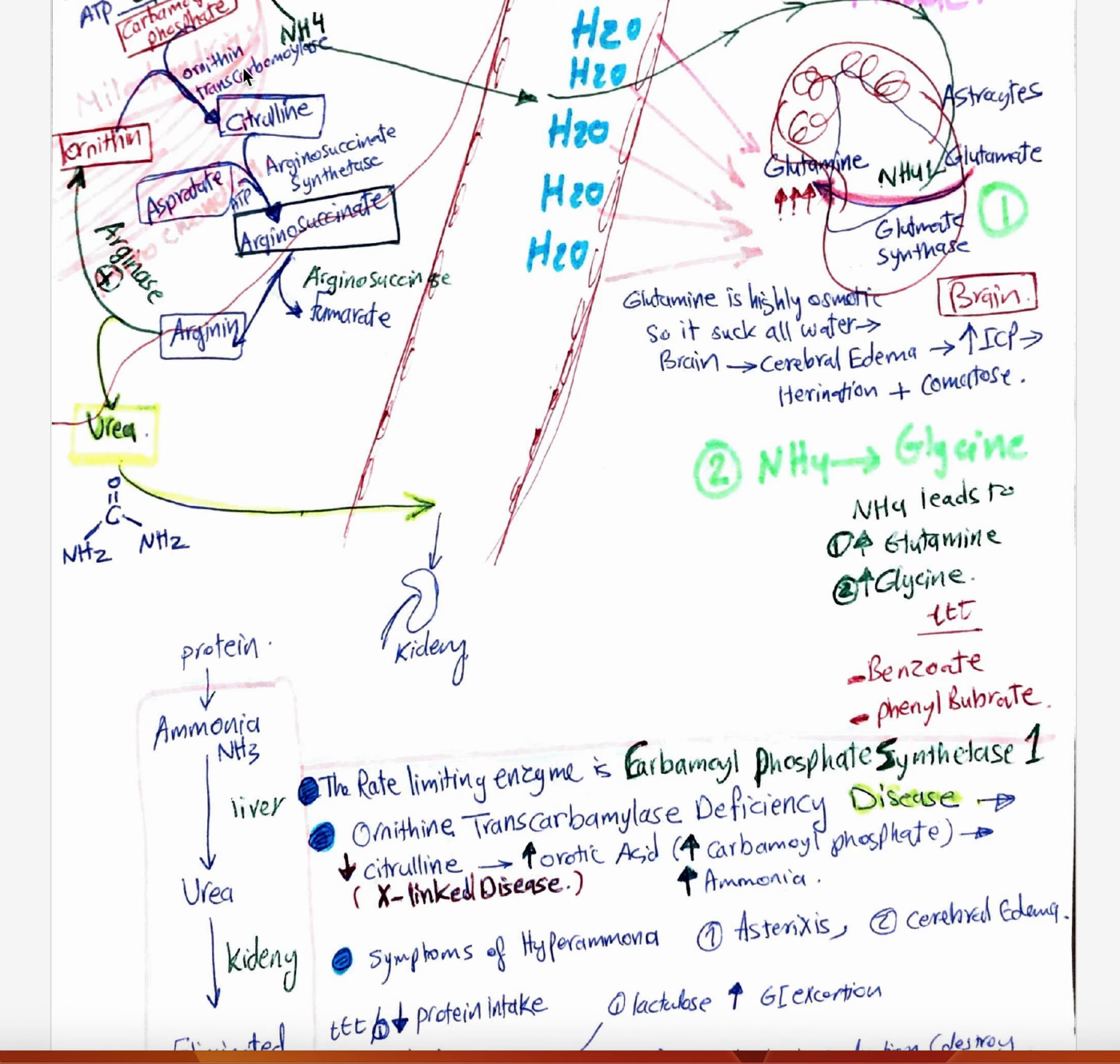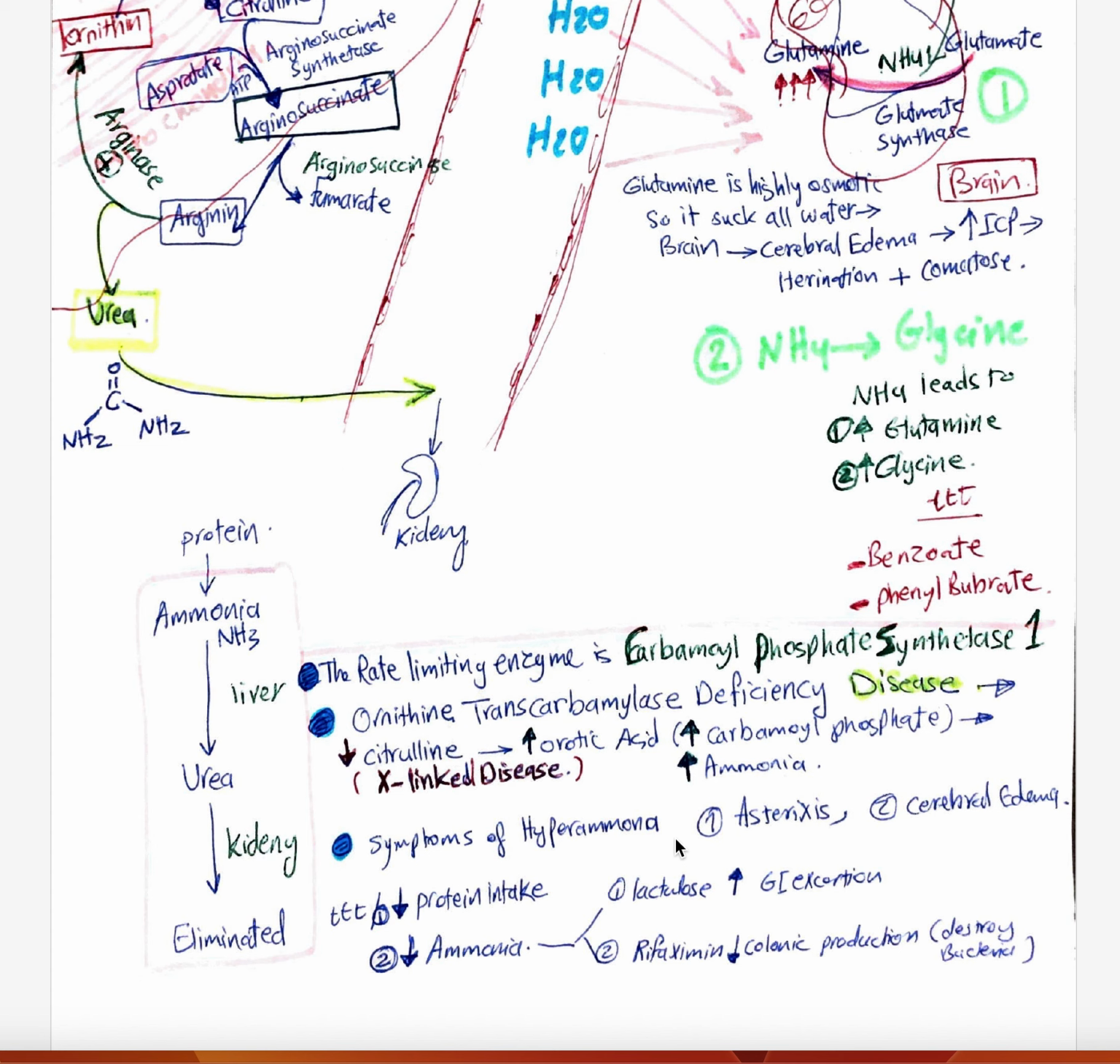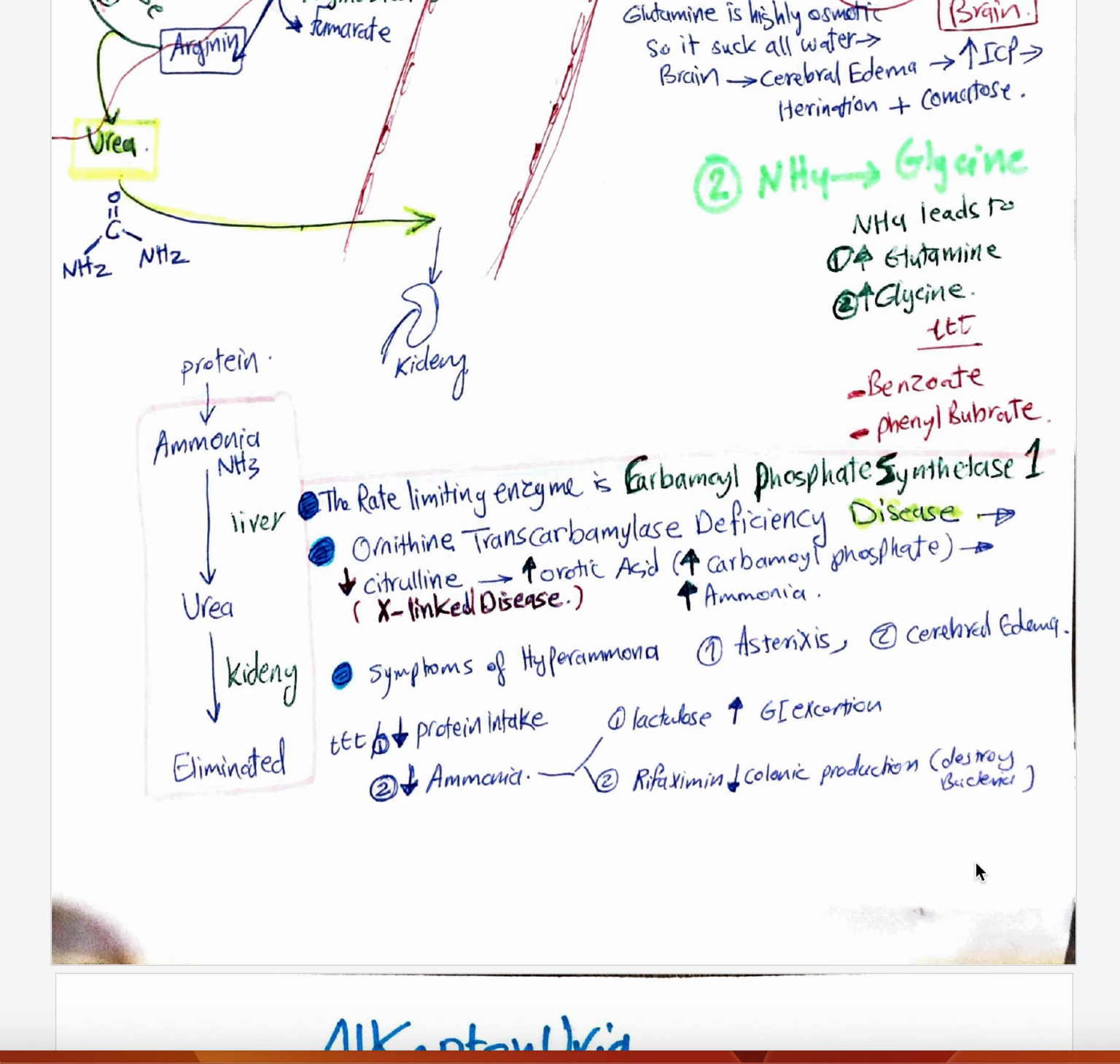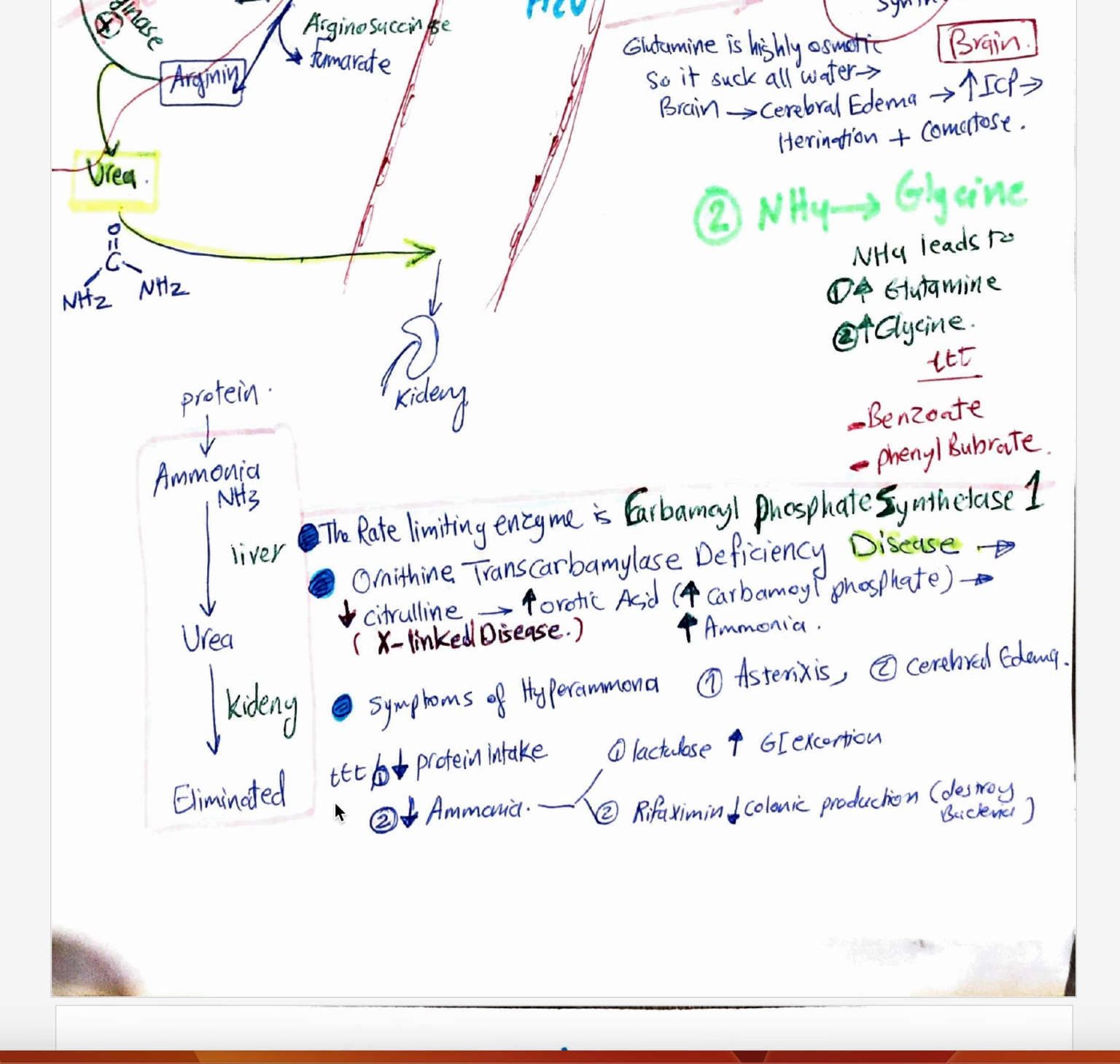In this reaction, a deficiency of the ornithine transcarbamylase enzyme can happen, leading to ornithine transcarbamylase deficiency disease. And what do you think? The citrulline is reduced. If it's reduced, then the ornithine is also reduced, and that leads to increased uric acid, and carbamoyl phosphate also increases, which leads to the production of ammonia. Ornithine transcarbamylase deficiency is an X-linked disease. The symptoms of hyperammonemia lead to asterixis and cerebral edema, and we discussed how the cerebral edema occurs. Now we talk about the treatment of this.